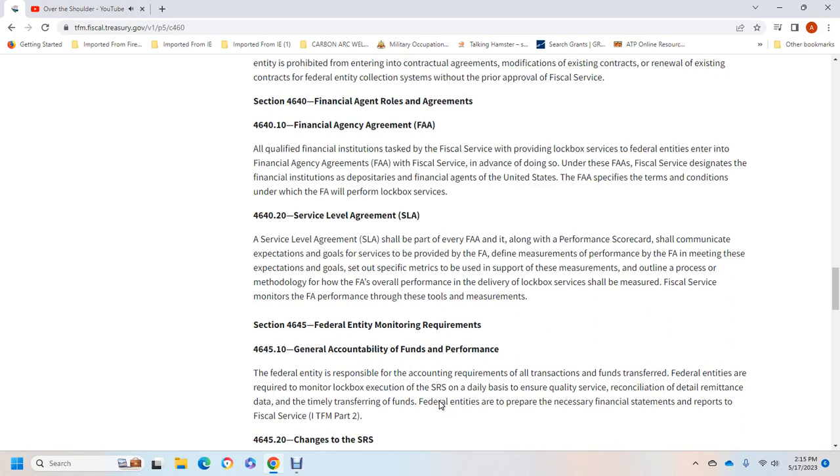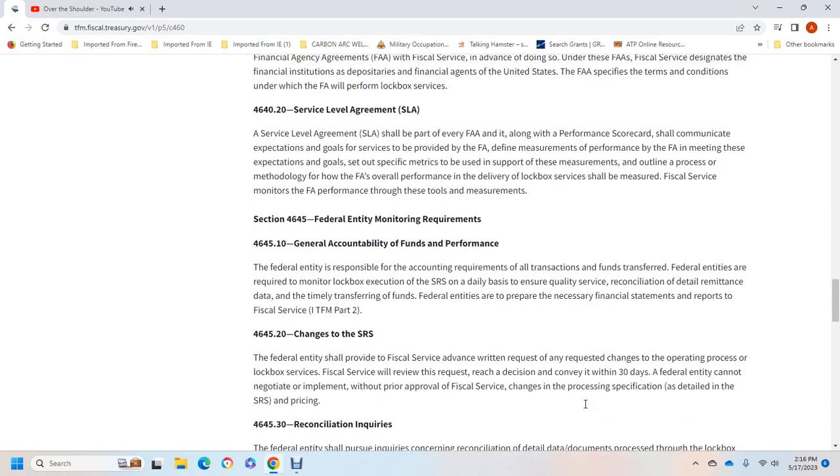Section 4645 Federal Entity Monitoring Requirements. General accountability and fund performance: the federal entity is responsible for accounting for the requirements of all transaction funds transfer. Federal entities are required to monitor lockbox execution of the SRS on a daily basis to ensure the quality of the reconciliation data and remittance data for timely transfer of funds. Federal entities prepare necessary financial reports as stated by official services.